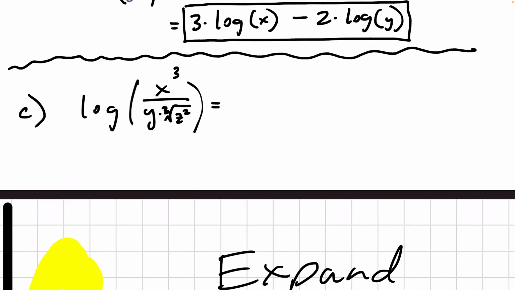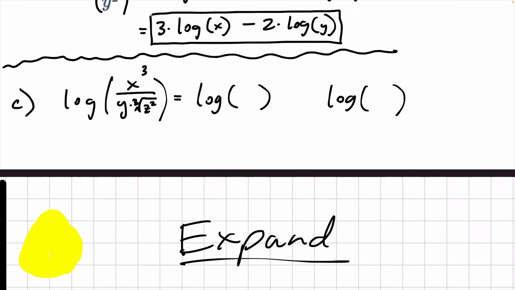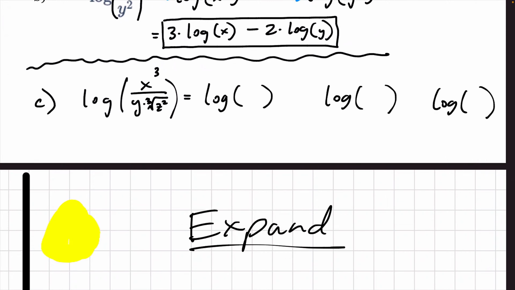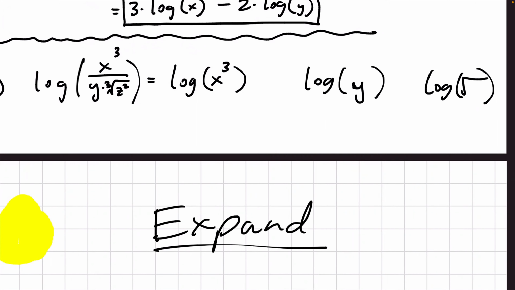So let's set them up. We got a log, I got a log, and I got a log. The first one is the x cubed. X cubed is going to get the first one because it's in the first spot. The next one is going to get the y because that comes next. And then the last one's the root, z squared third root.